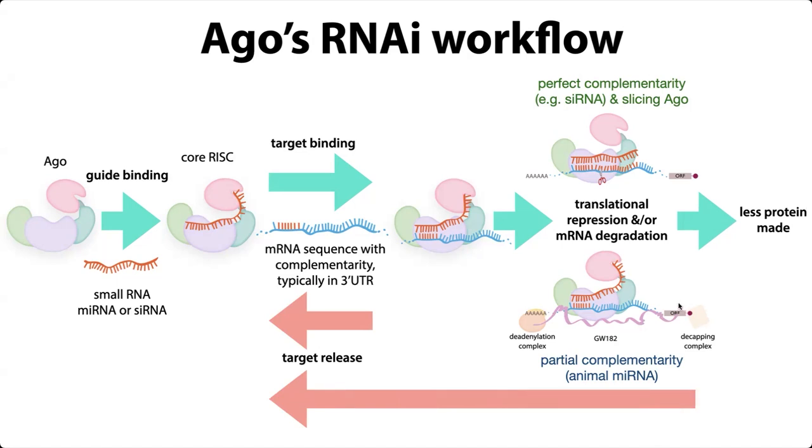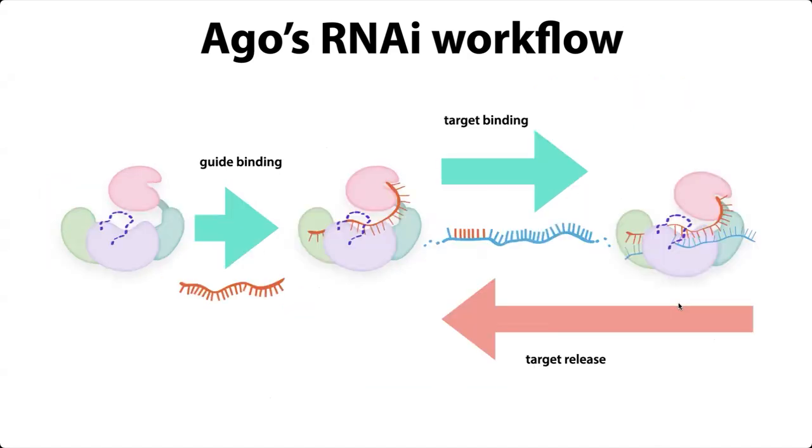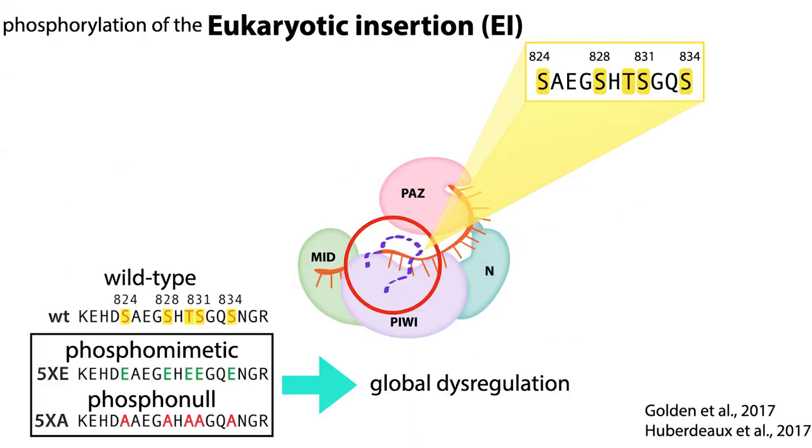Argonaute then can release that messenger RNA once it's done, and then go and seek out additional targets. So it can catalyze the destruction of a lot of different messenger RNAs. Argonaute's really, really cool. But in order to do this over and over again, argonaute needs to be able to release the target messenger RNA. And there were a lot of unknowns about how this process occurs. This is what I looked into in my grad school work.